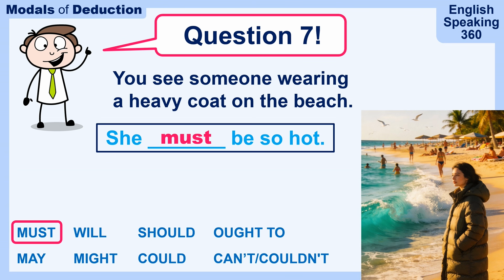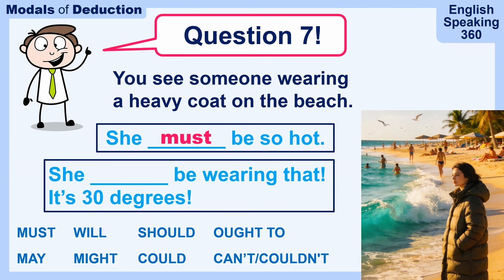Let me give you a bonus question. She be wearing that. It's 30 degrees. What would you put in the blank? She can't be wearing that. It's 30 degrees. Or she couldn't be wearing that. It's 30 degrees. You can't believe your eyes.